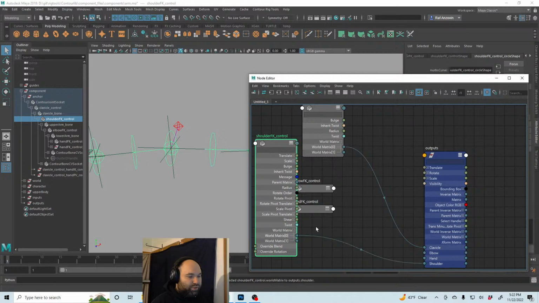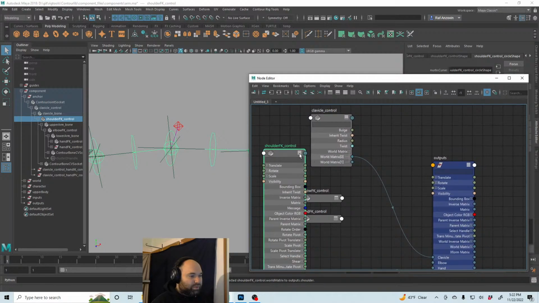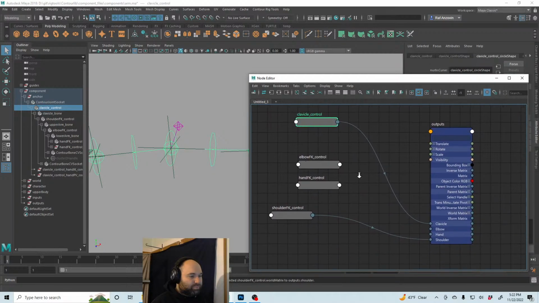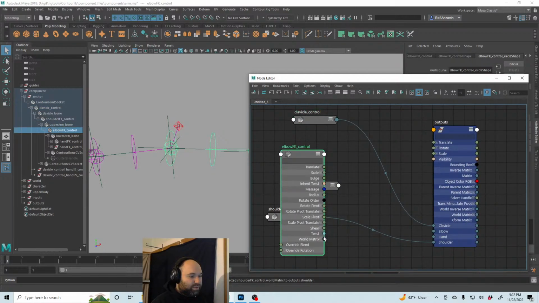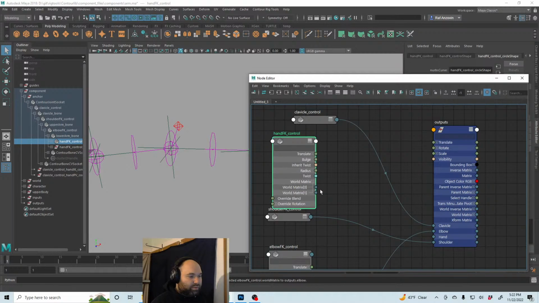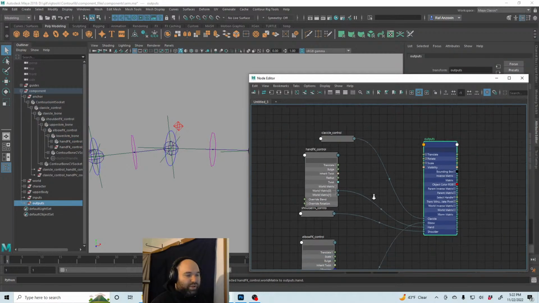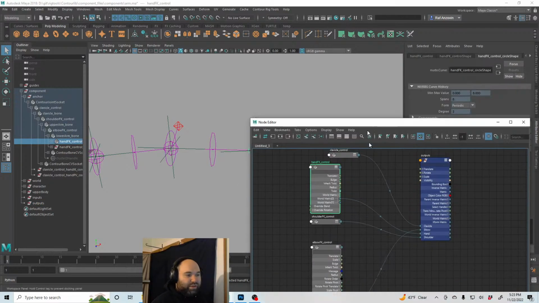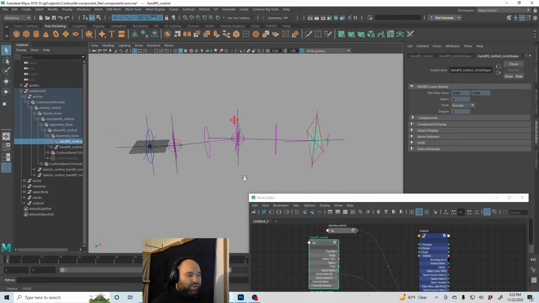That's the shoulder. There's the elbow. And here's the hand. So these outputs now are going to basically get the world space matrices of each one of these controls.